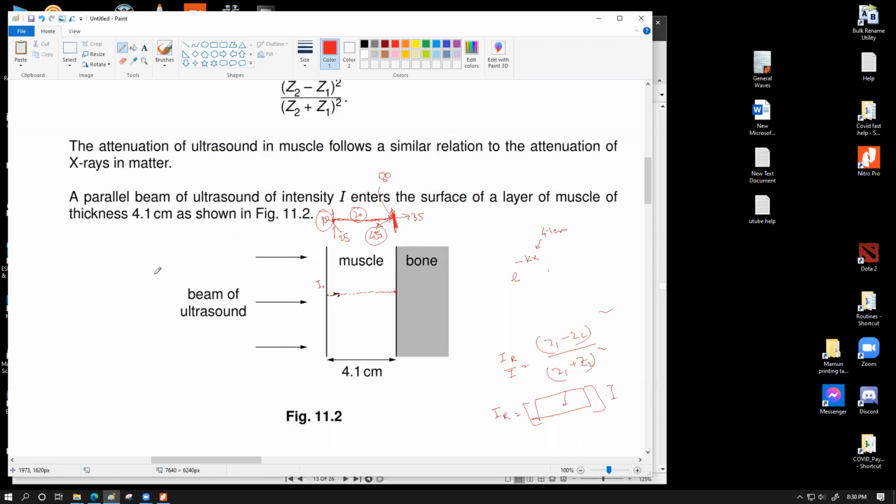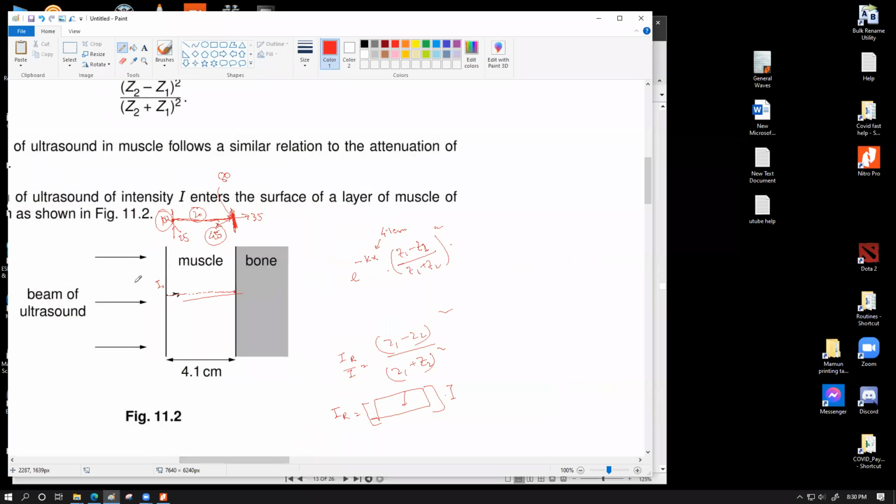So you're going to have 3 different reductions. Once it is passing from the muscle to the bone, once it is reflected, and once again as it is passing from the bone through the muscle in the reverse way. So here comes the first reduction factor, and then comes the second reduction factor, Z1 minus Z2 divided by Z1 plus Z2. I'm giving a total whole square because it works. And then this same wave is going to go through the whole thing once again. So we're going to have this same e to the power minus kx once again.